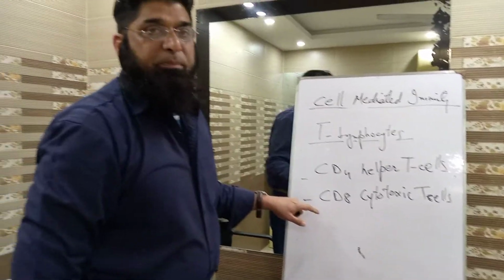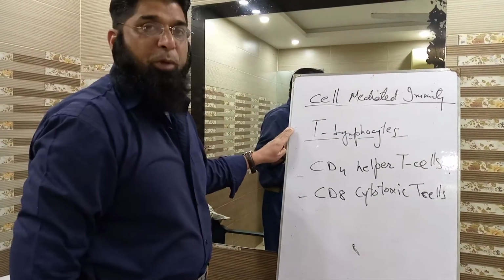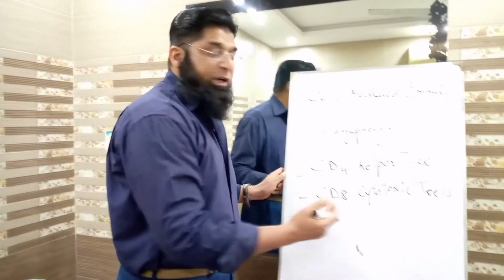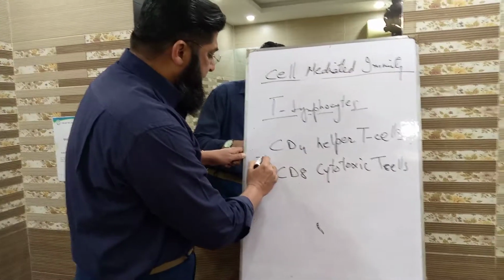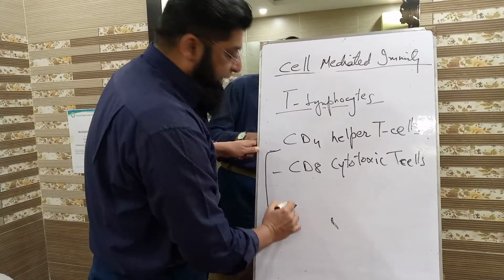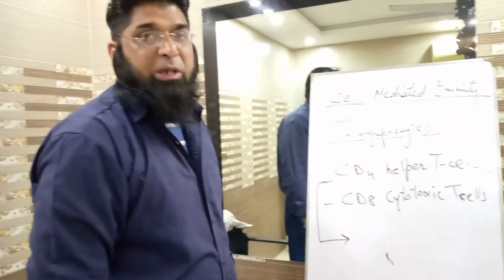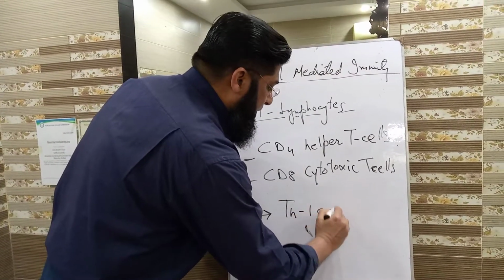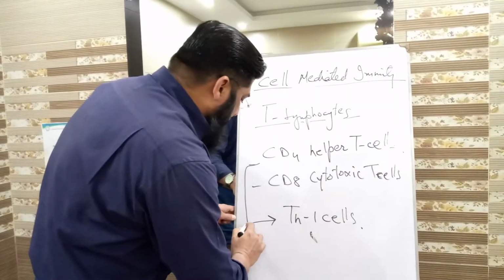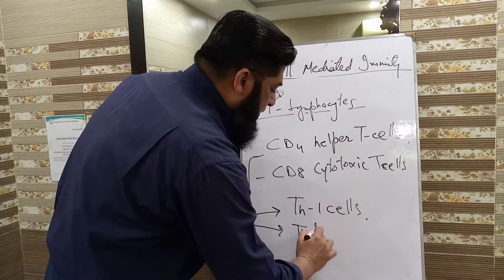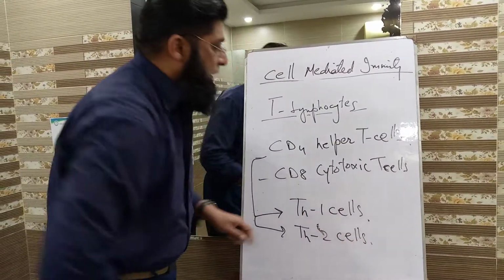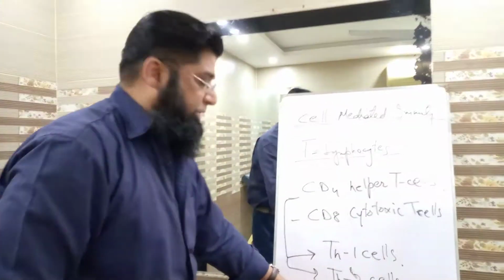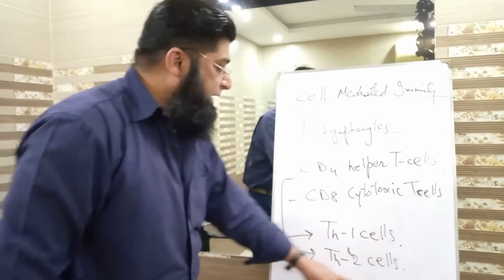Students, these both are subpopulations of T lymphocytes. Now, to elaborate further, CD4 helper T cells are again divided into two main subtypes: Th1 cells and number two, Th2 cells. CD4 helper T cells have two further subpopulations, Th1 cells and Th2 cells.